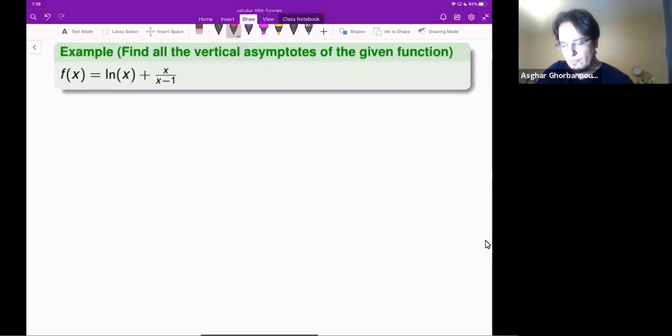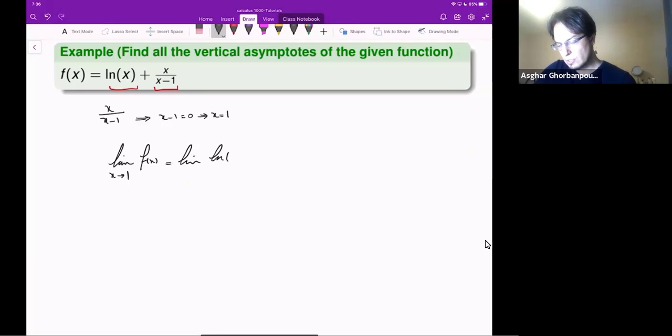So here we have two functions added, this and that one. From the second one, when you look at that function, it is x/(x minus 1). I will set x minus 1 equal to 0 just to see what the candidates are. It is x equal to 1. And then, well, it's not done. I have to check the limit of f(x) as x approaches 1, which is the limit of ln x plus x/(x minus 1).